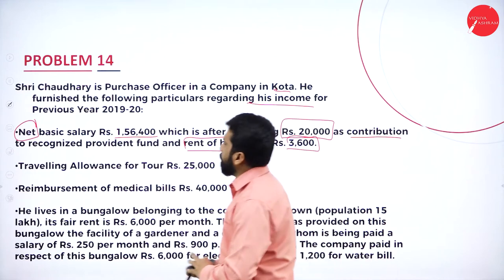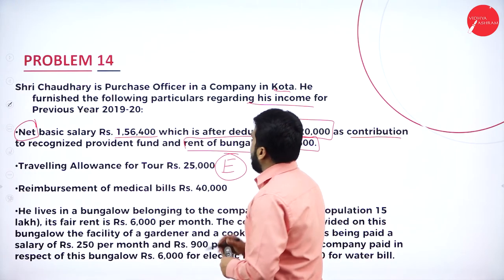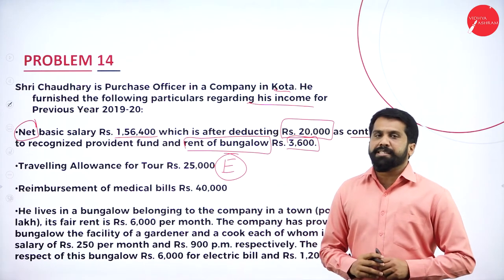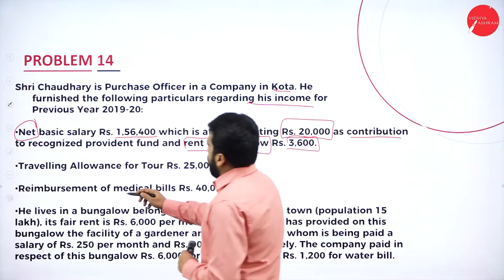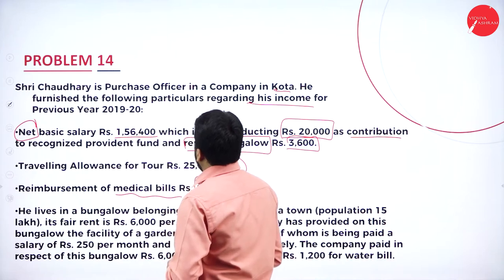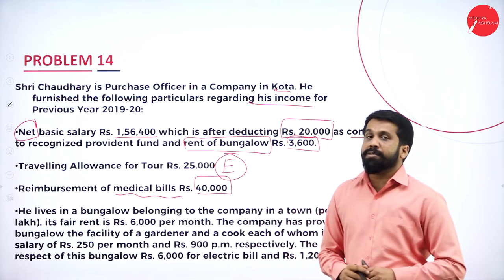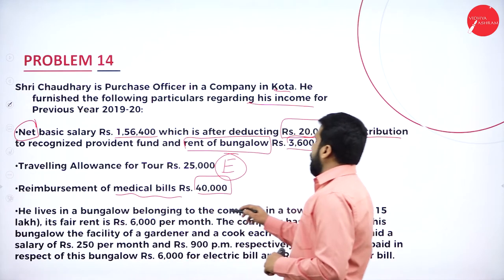Clear? Yes. Now, traveling allowance for tour, remember, it is completely exempted. Any allowances given for tour as a traveling, it is exempt. Now, reimbursement of medical bills. Whatever medical bill it is given, it is taxable. There is no exemption. Now, he lives in bungalow belonging to the company.